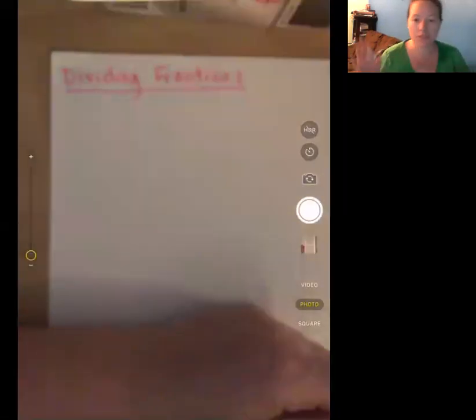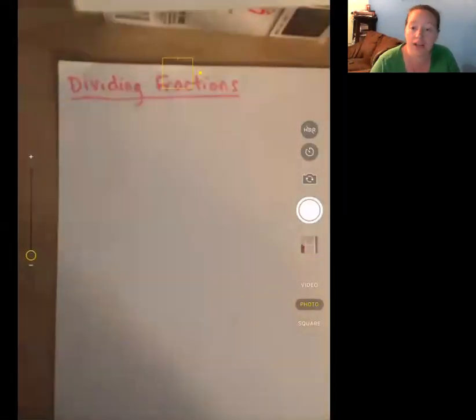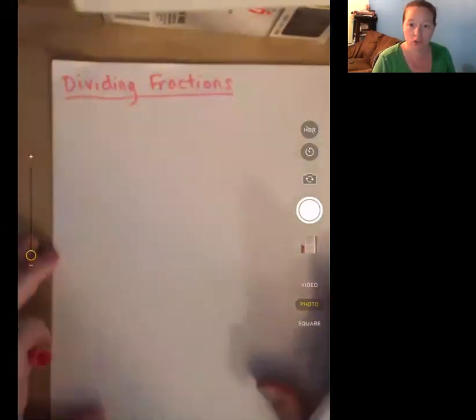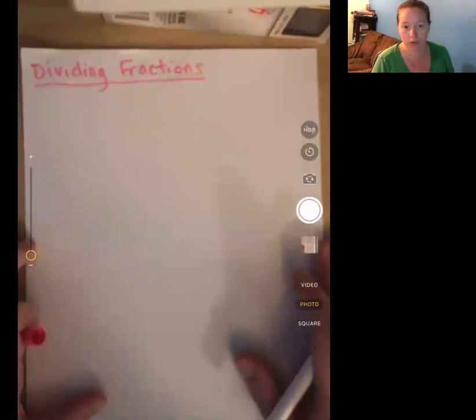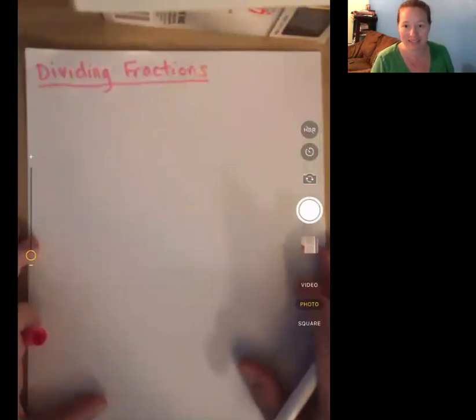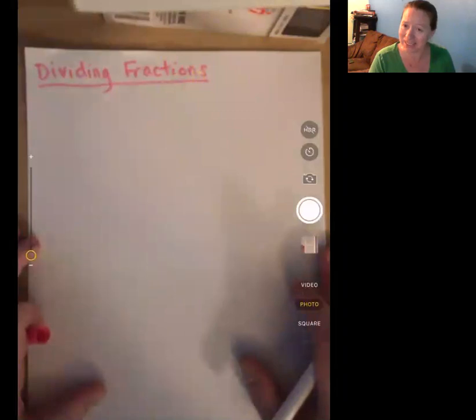Hi guys. So this one is called dividing fractions. It is very similar to multiplying fractions, like insanely similar, because you don't actually divide fractions. You can't. You have to make them into multiplication problems in order to solve them in the first place.